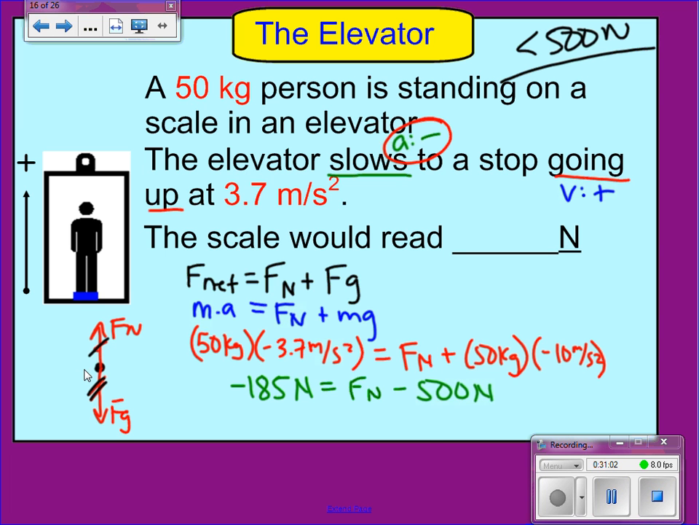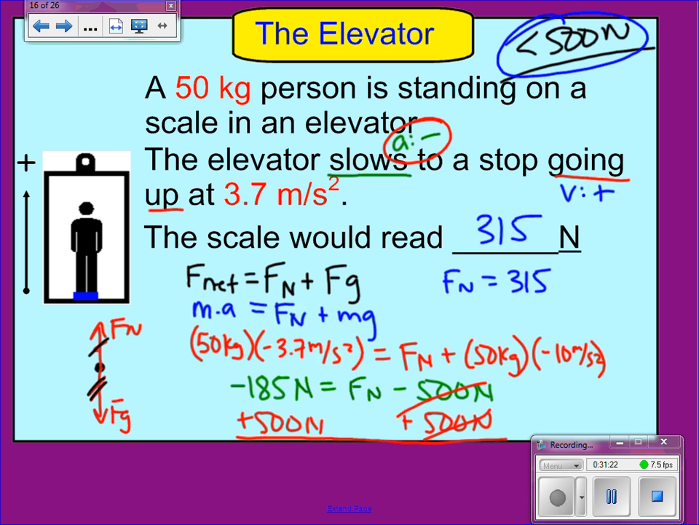To solve for that and isolate force normal, I'm going to add 500 to both sides. And the 500s will cancel out, and I end up getting, I'm going to write it up here, force normal is equal to negative 185 plus 500, or 315. And that makes sense because we predicted at the beginning we should feel less than 500, which is our force of gravity.